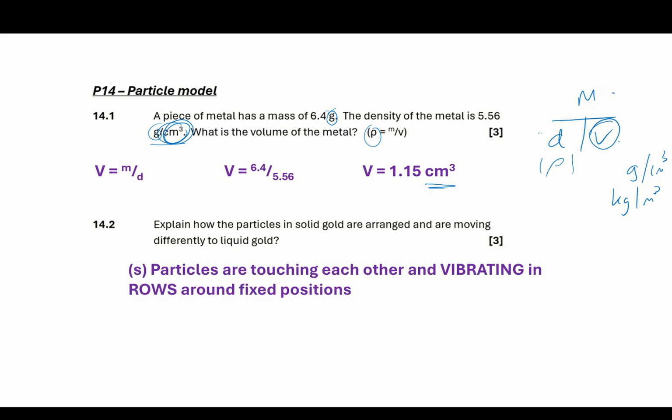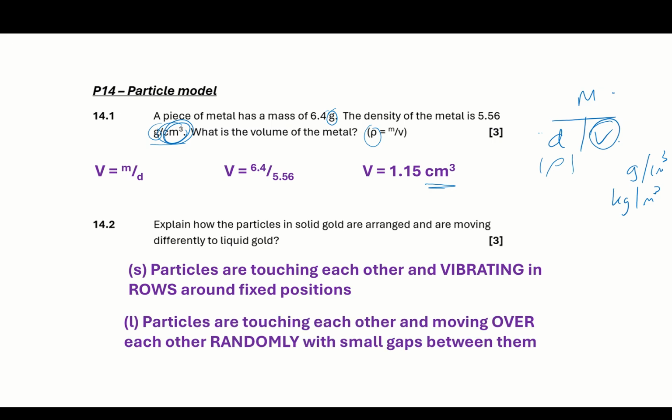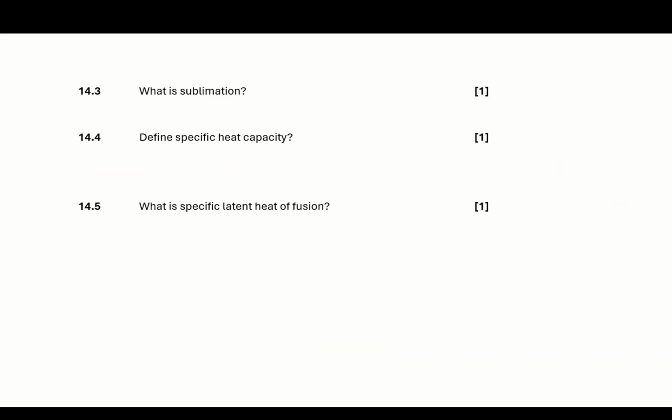So here we go. So in a solid, the particles are touching each other and are vibrating in rows around fixed positions. In a liquid, the particles are touching each other, so that's the same, and they're moving over each other randomly with small gaps between them. So I've just got this idea of the one, they're in fixed positions, the other one, they're random positions. They're touching in both, but the one, they're vibrating, and the other one, they're overlapping. I hope that makes sense. A lot of marks there.